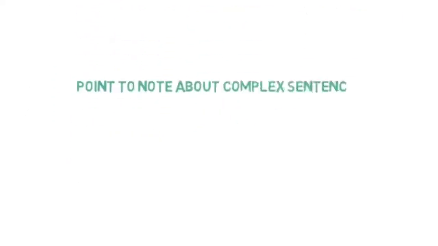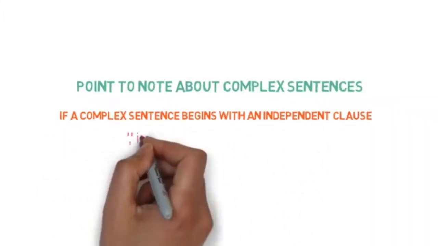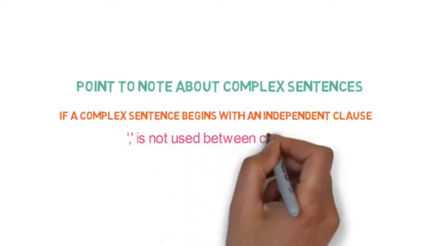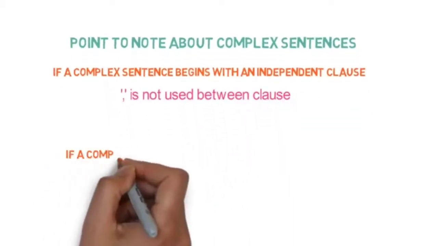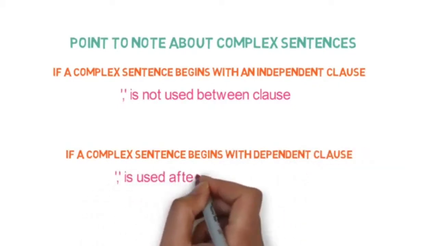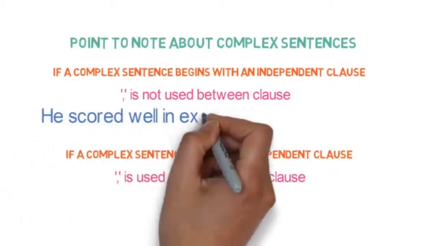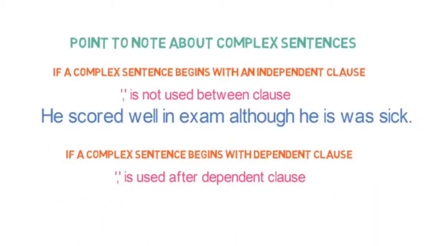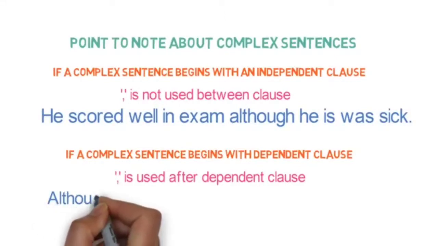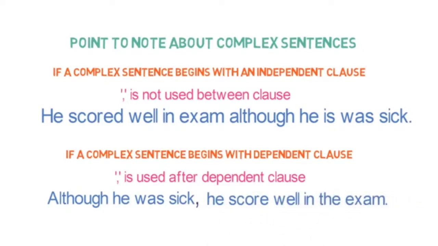Point to note about complex sentences: if a complex sentence begins with an independent clause, a comma is not used in the complex sentence. If a complex sentence begins with a dependent clause, a comma is used after the dependent clause. The example given here: He scored well in the exam although he was sick. Here, no comma is used. When you write the same sentence again, although he was sick, he scored well in the exam. You can see the difference of commas in both the complex sentences.